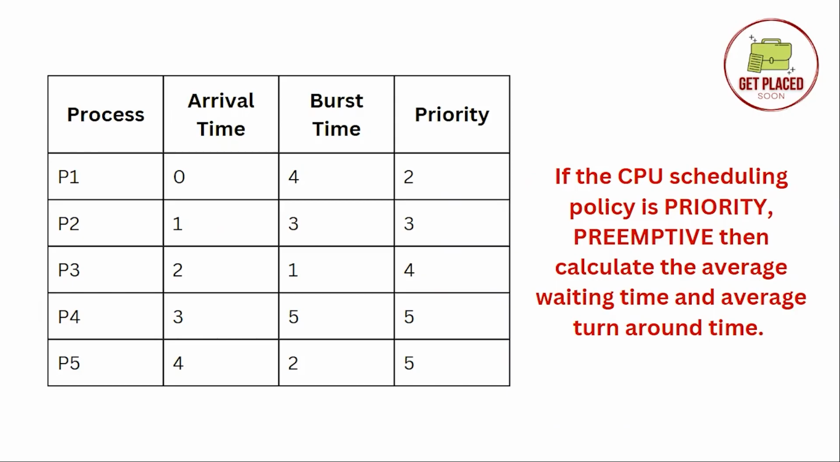Here in this example, we have 5 processes P1, P2, P3, P4 and P5 respectively. We have their arrival time, burst time and priorities given. So we are supposed to apply priority scheduling in the preemptive mode and calculate the average waiting time and the average turnaround time.